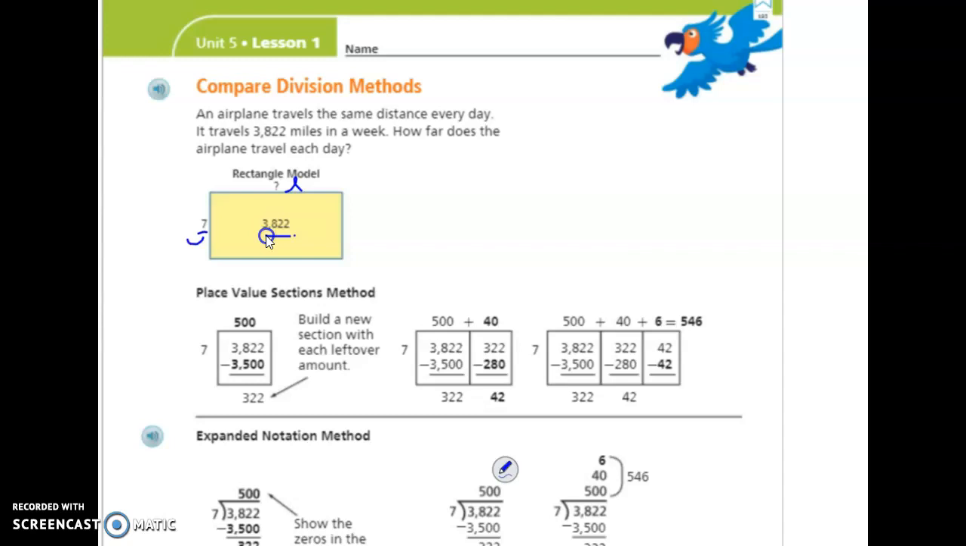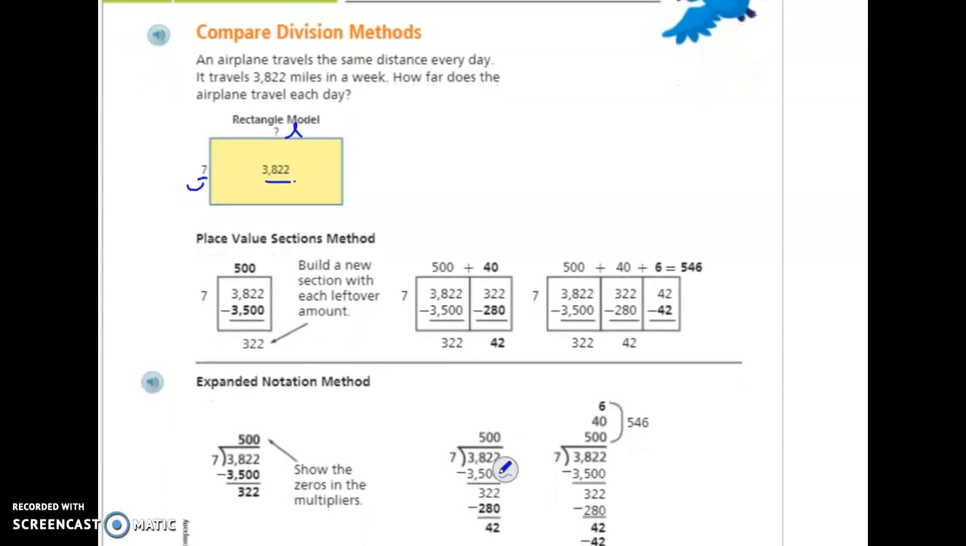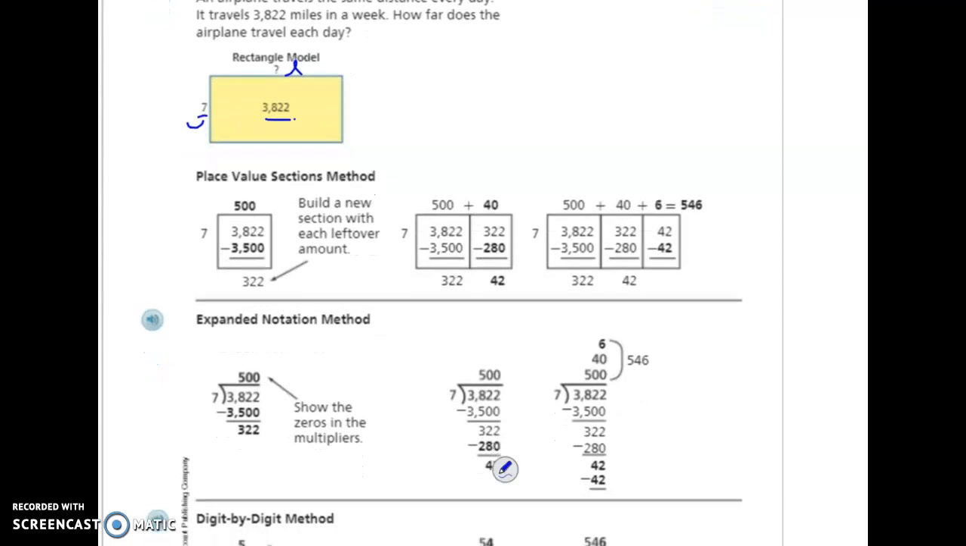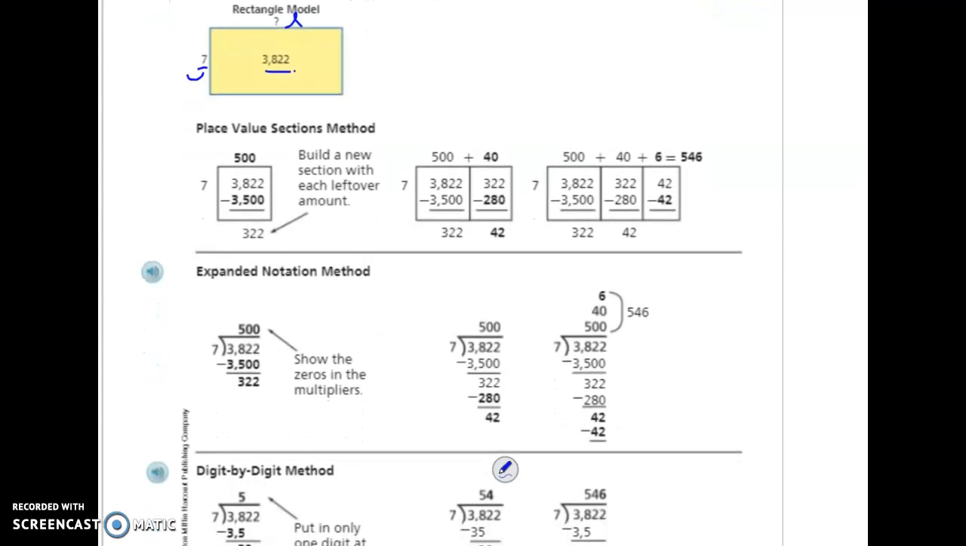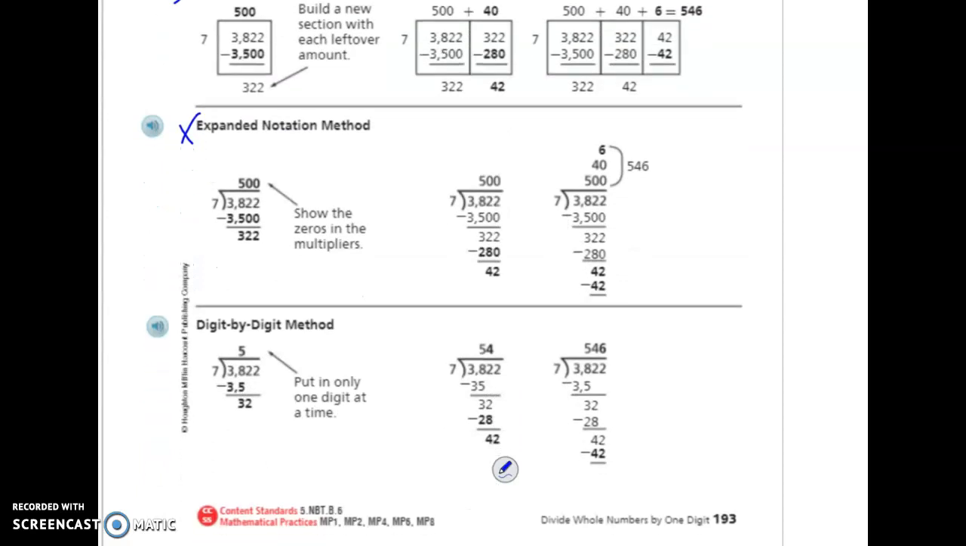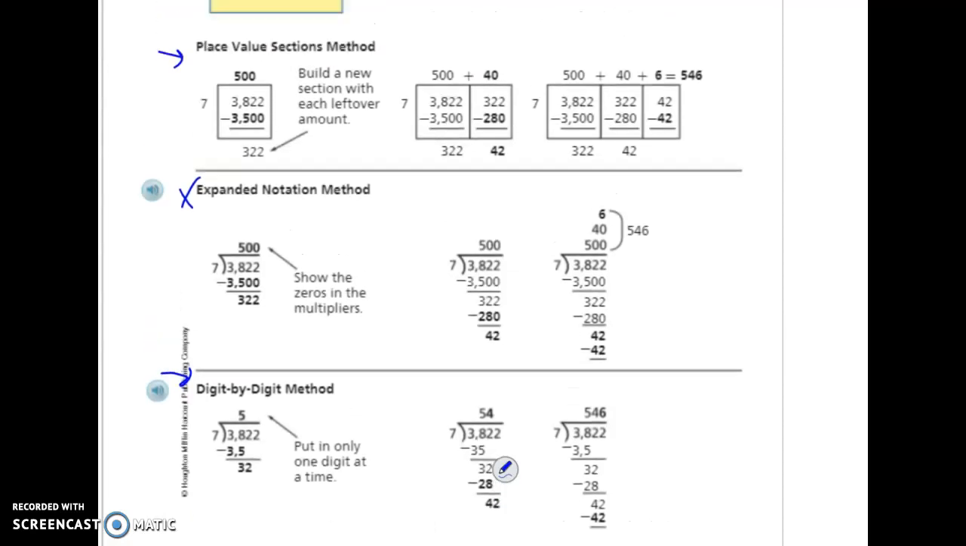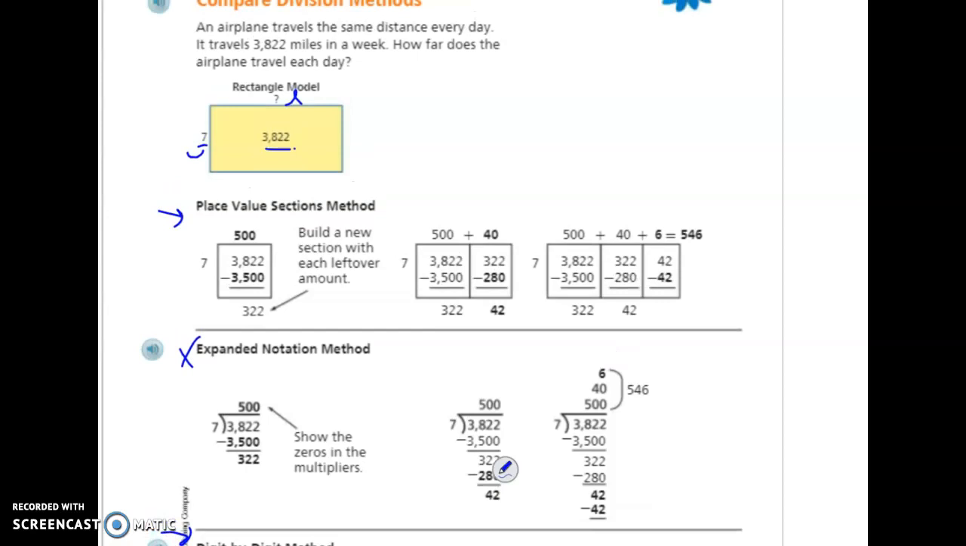Now, in this video, I'm going to show you 2 ways to do the division problem. The book shows you 3 ways. I'm not going to show you this middle one, the expanded form. I am going to show you the place value sections method, and I am going to show you this digit by digit method. I'm going to call it the traditional method because it's the way that most people have learned how to divide. And then once you're comfortable with both of those, you can decide which one works best for you.